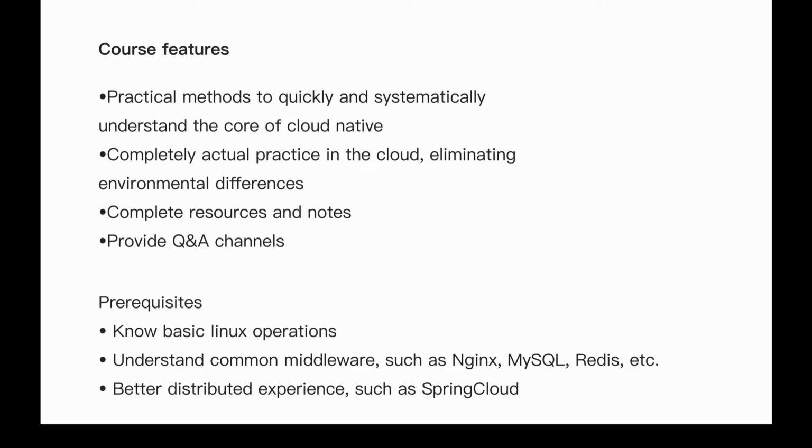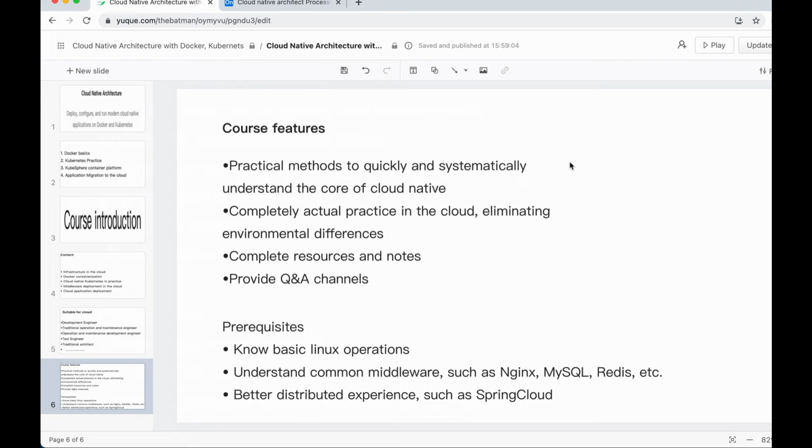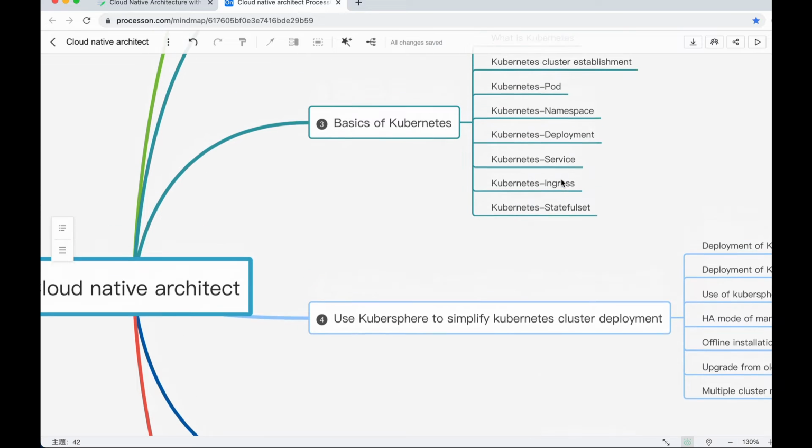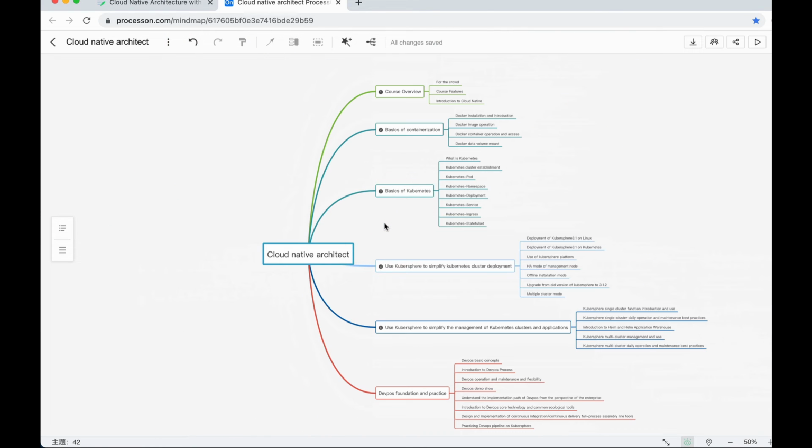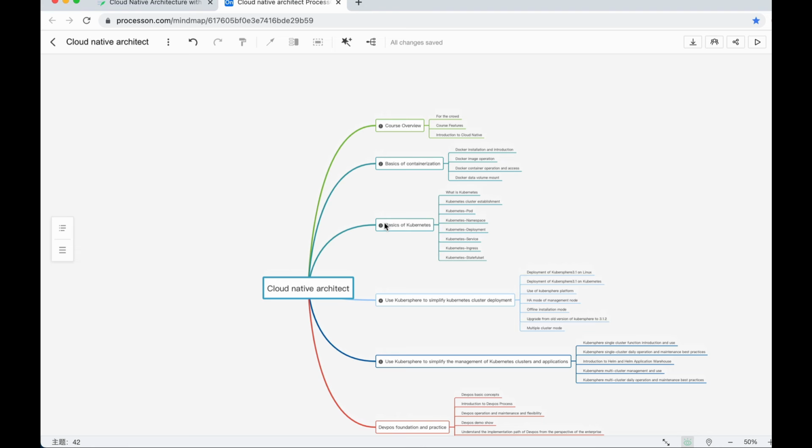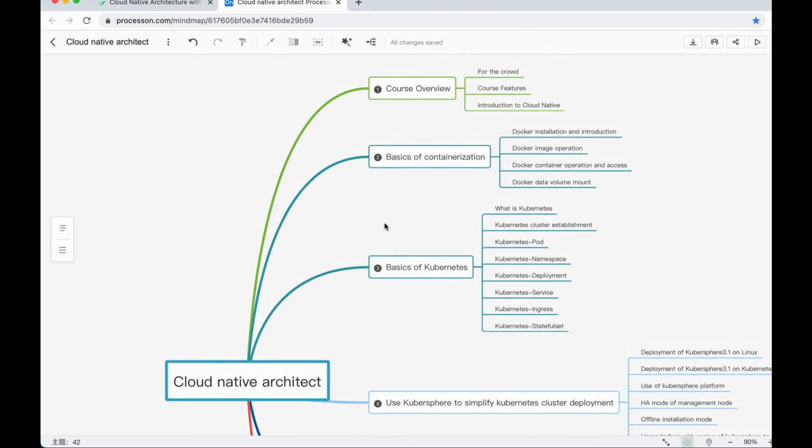It would be better if you have some distributed development experience. When we deploy the application next, you will know how the applications interact with each other. It doesn't matter if you don't have these foundations. After all, our course is designed to start from zero. There are 6 chapters in this course. So let us look at this map.